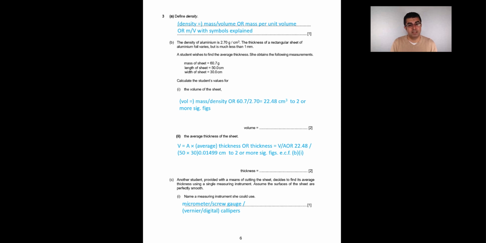And then underneath, another student provided with a means of cutting the sheet decides to find its average thickness using a single measuring instrument. Assume the surfaces of the sheet are perfectly smooth. Name the measuring instrument she could use. Micrometer, screw gauge, or vernier calipers. Okay, but micrometer is the one that you've been taught, so that is the one that I would stick to.